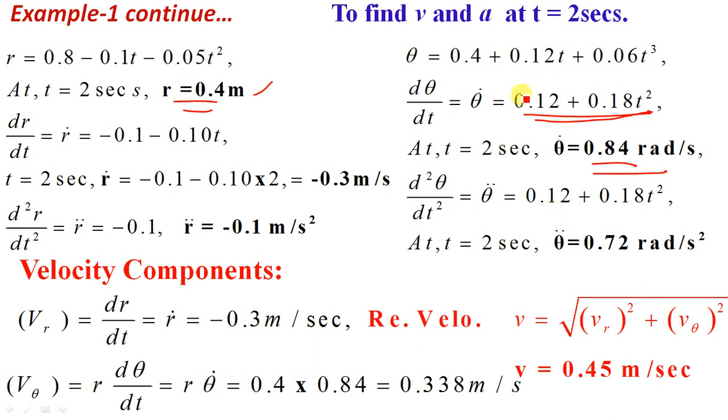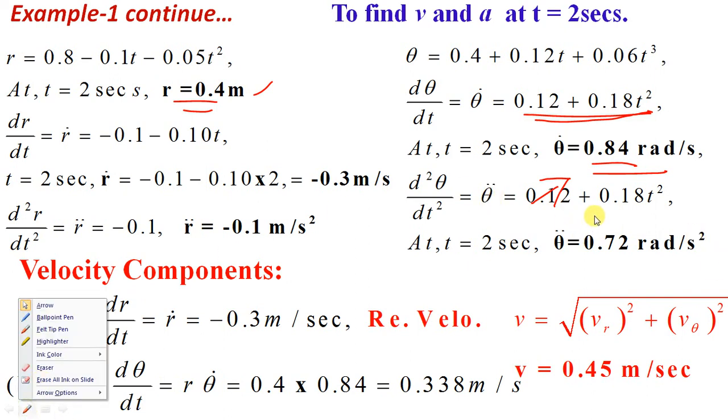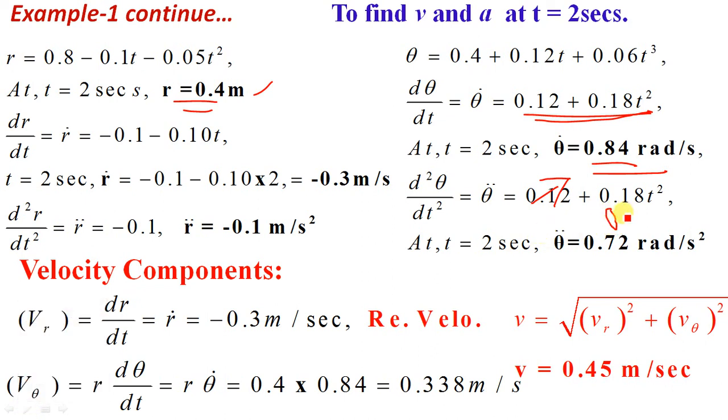Just one minute, theta double dot, no, it is wrong. So I will calculate it for you. So that will be 0.54 into t cube.